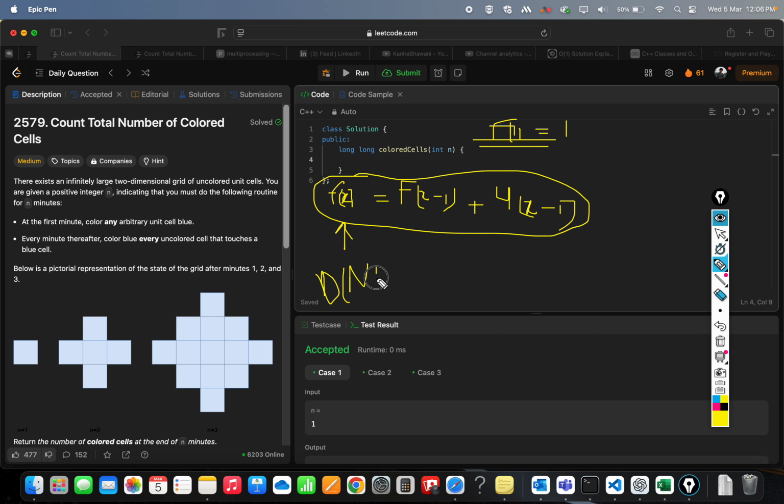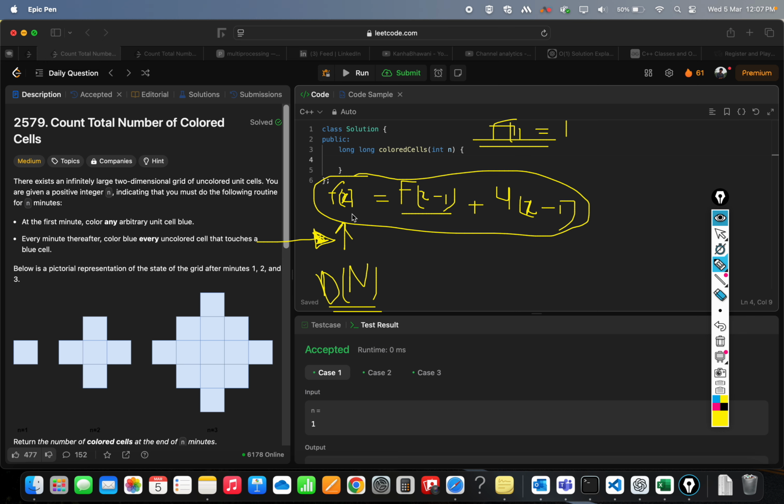Okay, but can we somehow optimize this formula, and instead of this series, we find some constant formula in which we just put n and we will find the answer? Can we do that? So let me think. So this is the naive approach in which we can solve this problem in O(n) time complexity, but somehow we can solve this problem in O(1). So let me explain to you.